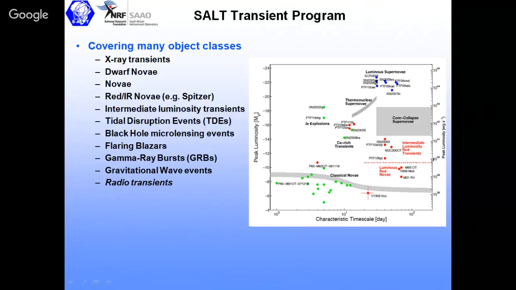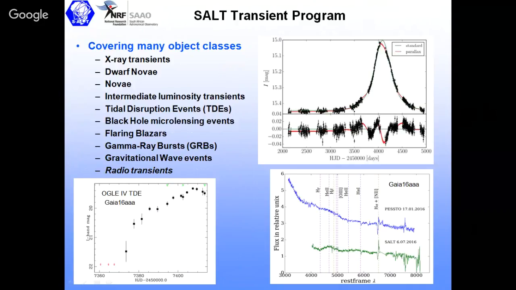So here's some examples. This is a microlensing event, a gravitational black hole microlensing event from the Ogle survey. And these are tidal disruption events from the Ogle survey. So this is the light curve of this tidal disruption event. And spectra were taken with SALT, with ESO here, to look at how the spectra evolved in time during the evolution of the light curve.